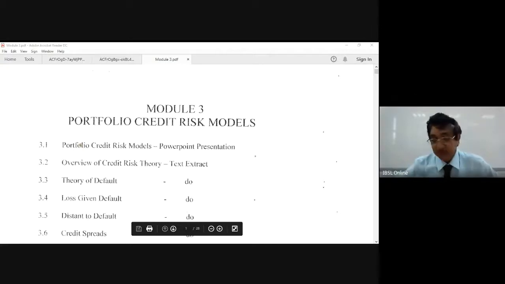I think those things we discussed last time, and we went into some type of calculations also. Now today, we will elaborate on that, and we will try to explain the credit value at risk. So these are the lessons we are going to discuss today.